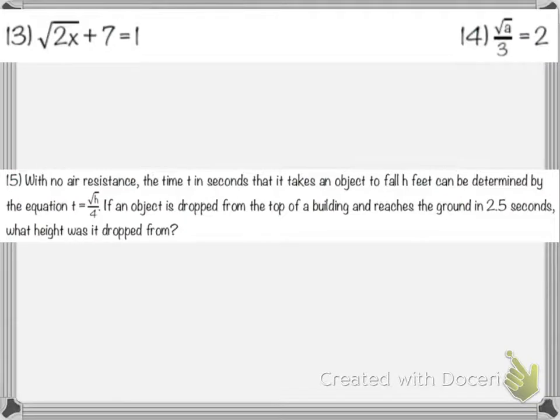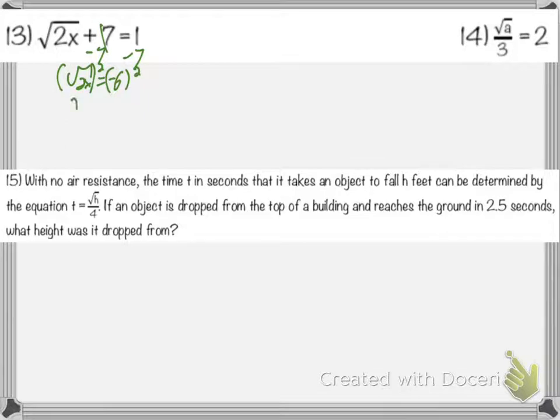Just a few more examples here, and we are done with this section. 13. Square root of 2x plus 7 equals 1. Okay, need to isolate. Square root of 2x equals -6. Now we might already notice, guys, hey, we're setting this up to where a square root is equal to a negative number. That's a hint for us that we're going to get no real solution. We're going to get an extraneous solution. But let's keep going just in case and figure out what that extraneous solution is.